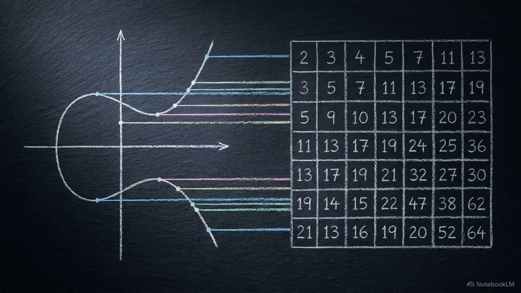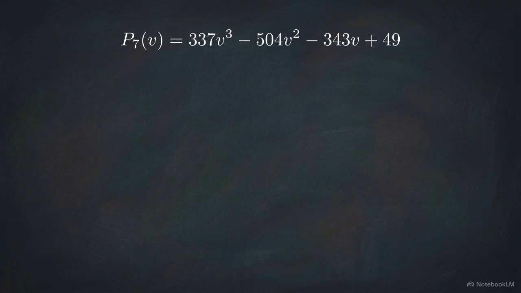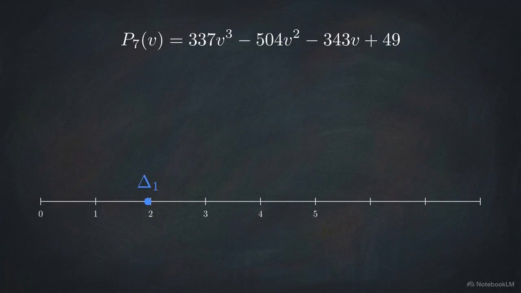The most significant application of this data concerns the Birch and Swinnerton-Dyer conjecture, which links the points on elliptic curves to prime numbers. To solve this for a specific curve, we return to the data extracted from the seventh root of unity. The algebraic properties of T7 define the coefficients of this third-degree equation, the deviation polynomial, P7 of v. This polynomial has a single real root sitting between 1 and 2, which we call delta 1.